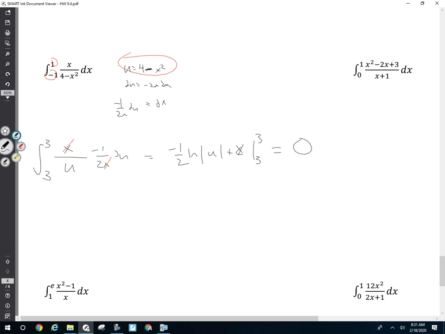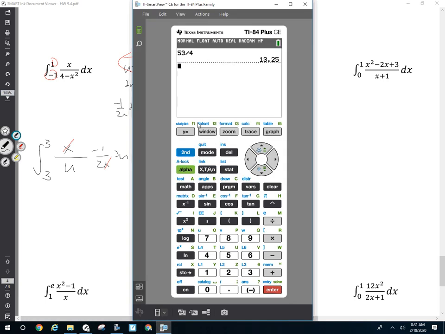Watch, if you graph this, x over 4 minus x squared, it's going to be what we consider an even function where it's symmetrical. And if I'm going from negative 1 to 1, sorry, it's an odd function. So if I'm going from negative 1 to 1, we can see the area from negative 1 to 0 is opposite of the area from 0 to 1 because this is underneath the x-axis. This is above the x-axis.